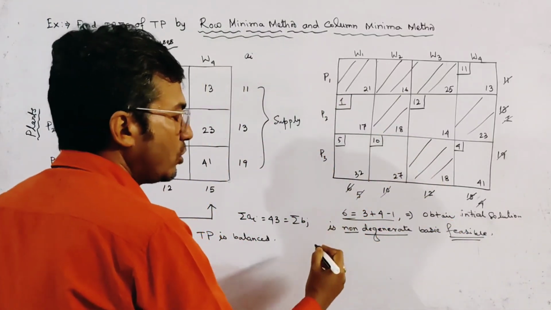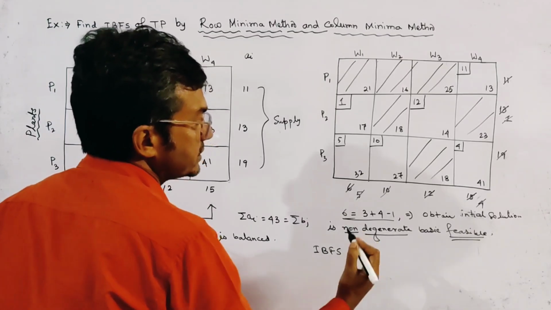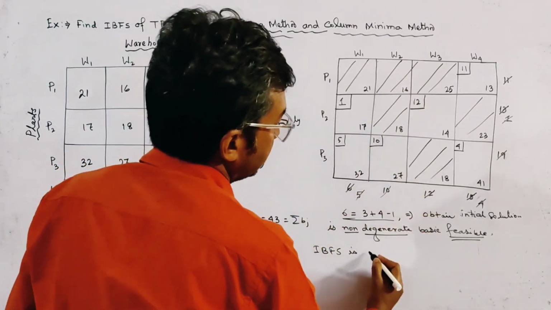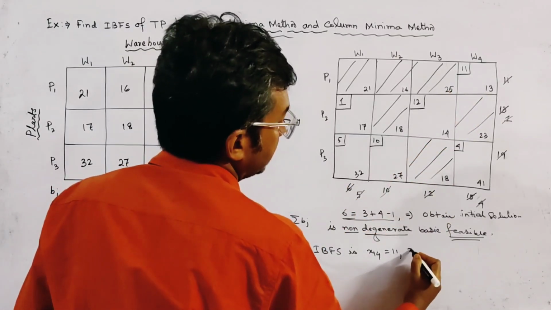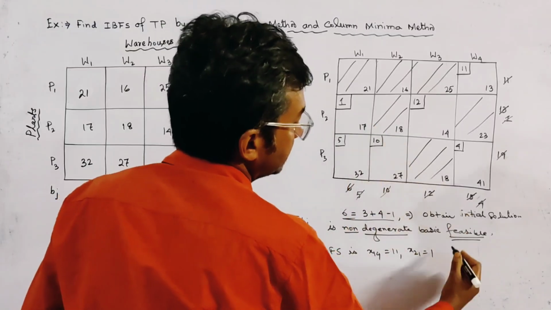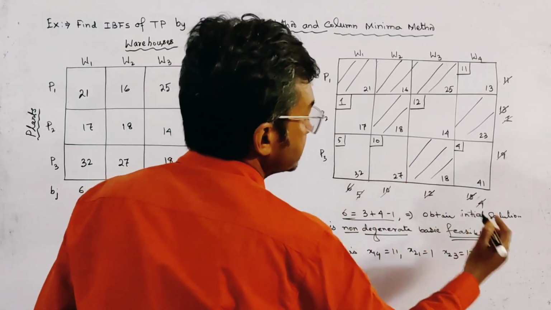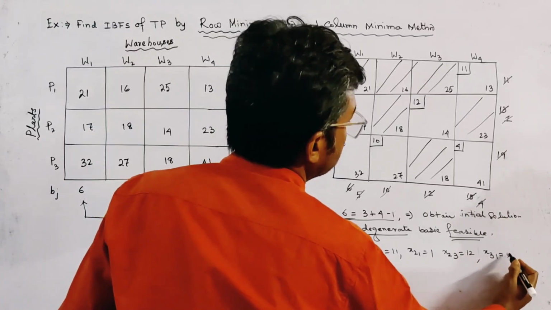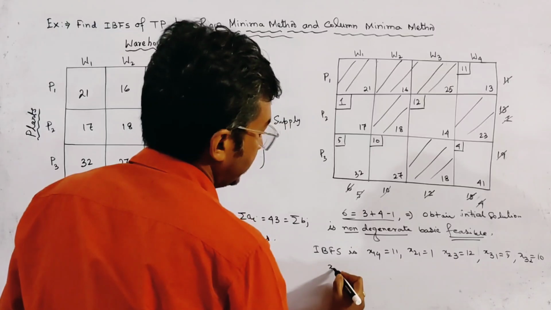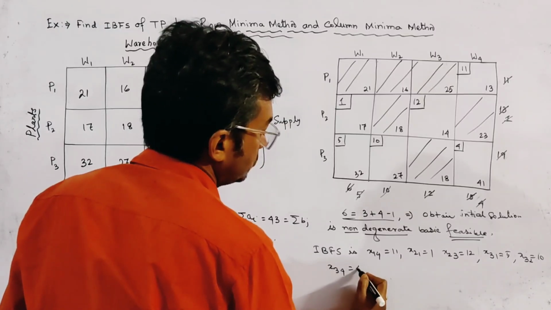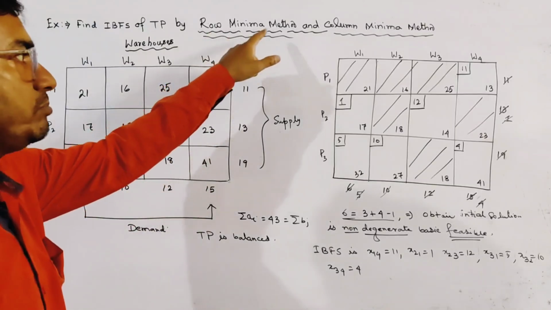The obtained solution, or initial basic feasible solution, we write as x14 equal to 11, x21 equal to 1, x23 equal to 12, x31 equal to 5, x32 equal to 10, and x34 equal to 4. This is the initial basic feasible solution by the row minimum method.